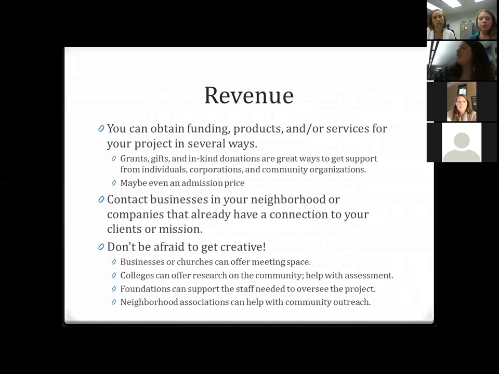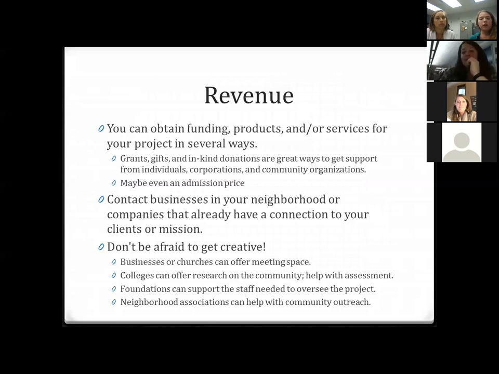Go out and contact businesses in your neighborhood, or those companies or organizations that may already have a connection to your clients or to your mission. Those you should be reaching out to first. However, don't be afraid to just be creative. Go out into the community and think a little bit differently than just cash.